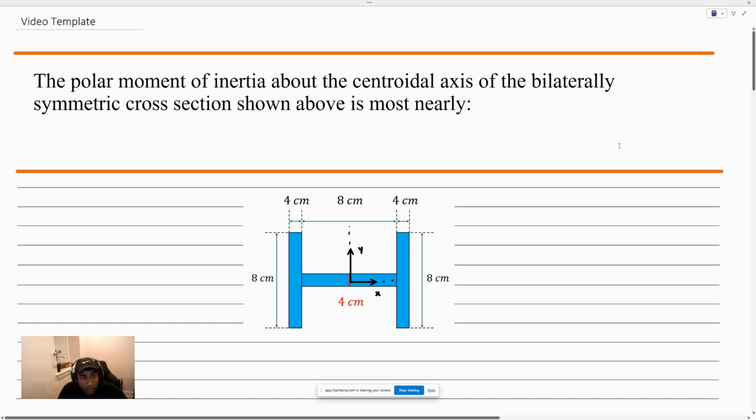Okay, so what we're looking for here is the polar moment of inertia about the centroidal axis of this bilaterally symmetric cross-section. What this term means, bilaterally symmetric, is that if we place the coordinate system right here in the middle of this body, we'd be splitting it left, right, up, and down into mirror images. That means that the center of this body is aligned with the centroid. And shown here is the centroidal axis, which is what we're looking for the polar moment of inertia with respect to.